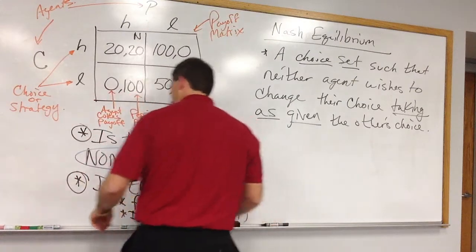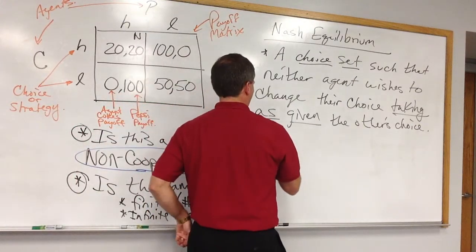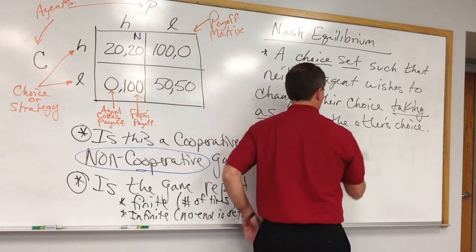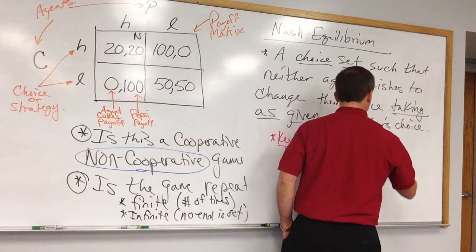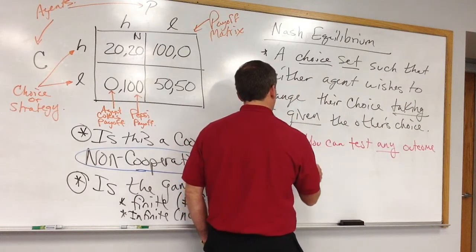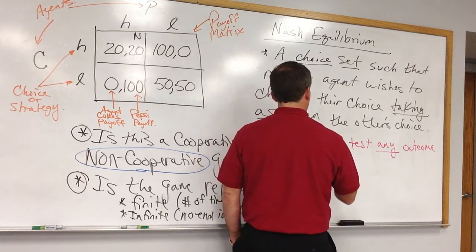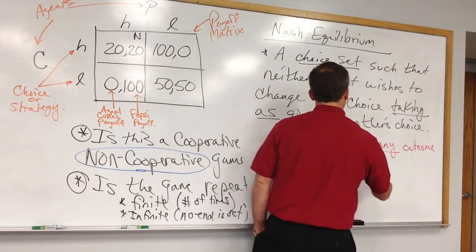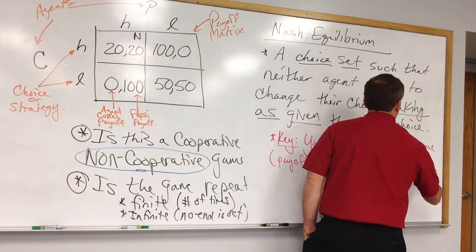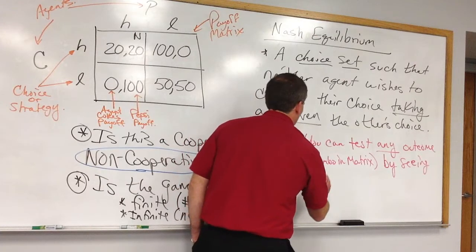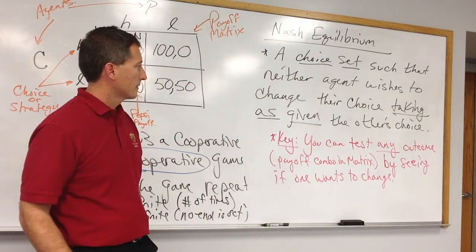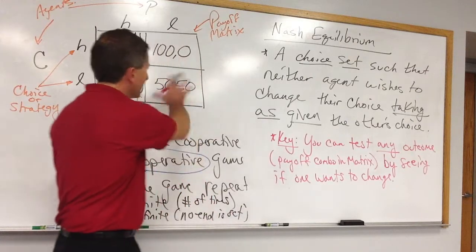All right, so let me put that little last comment here. Kind of a key point. You can test any outcome, in other words, the payoff combo in the matrix, by seeing if one wants to change. If they do, then it's not a Nash equilibrium.